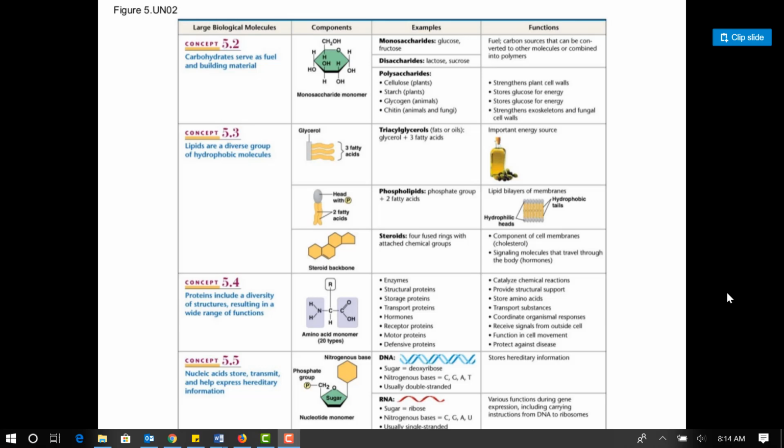All right, so starch is a glucose polymer that functions in energy storage in animals and seeds, which is why we've got cornstarch.